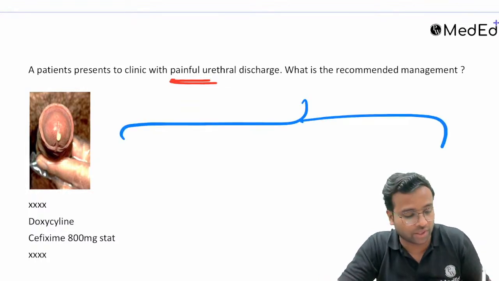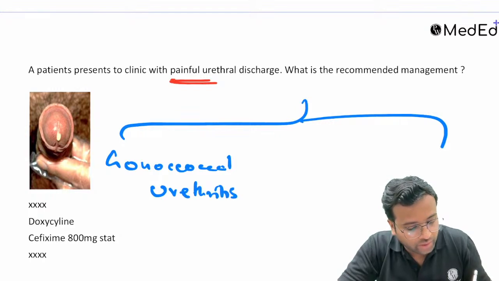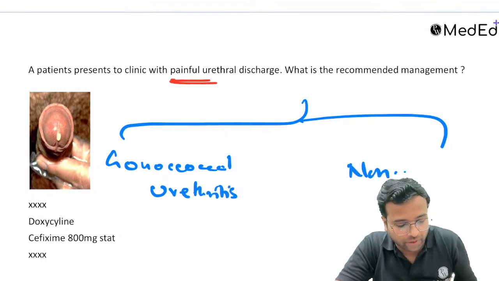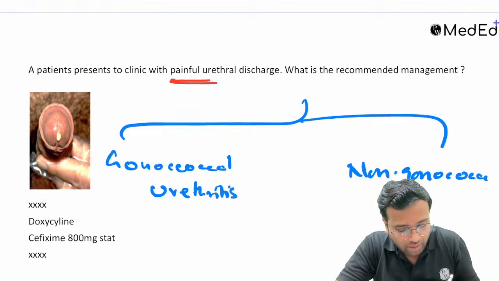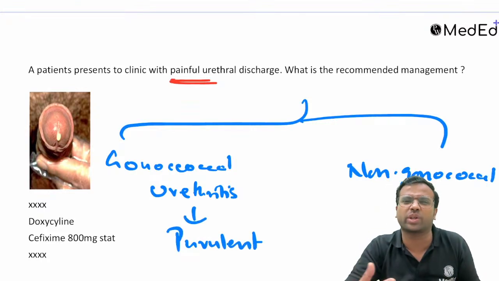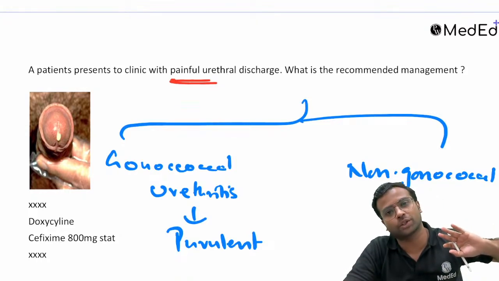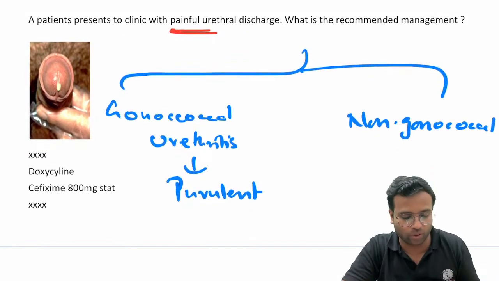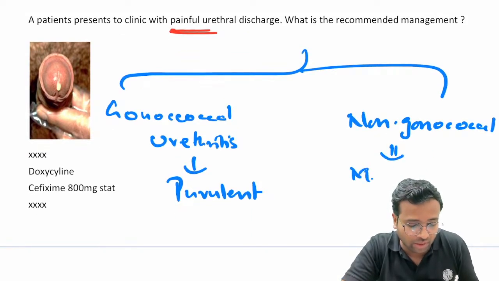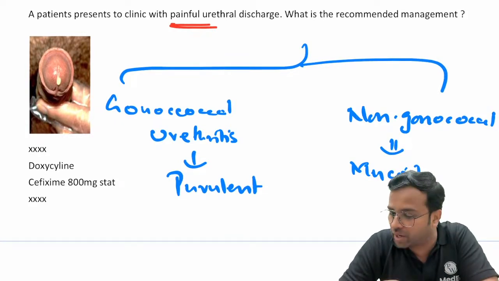So what are the two options? It can be either a gonococcal urethritis. In the other case, it can be a non-gonococcal, isn't it? Non-gonococcal. So if it is going to be a purulent discharge, the patient is having severe dysuria, pain and all those things, then it is more likely to be gonococcal. Gonococcal will show you severe symptoms. Whereas non-gonococcal will show you mild symptoms with some mucoid kind of discharge. And this is usually caused by Chlamydia trachomatis and all, isn't it?